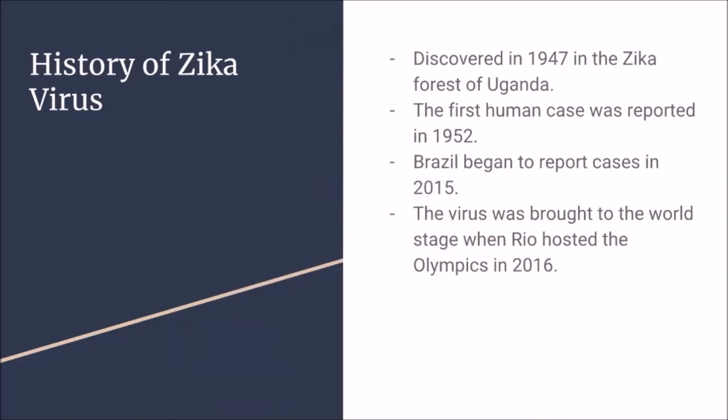As for the history of Zika, the Zika virus was discovered in 1947 in the Zika forest of Uganda. The first human case was reported in 1952, and the disease hit the Americas in 2015 when Brazil began to report cases. And in 2016, the virus was brought to the world stage when Rio hosted the Summer Olympics. In fact, a committee was established to help prevent the spread of Zika.